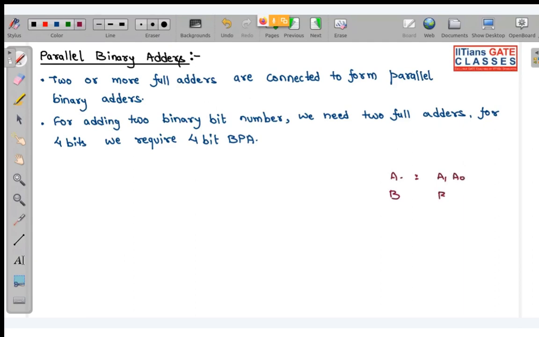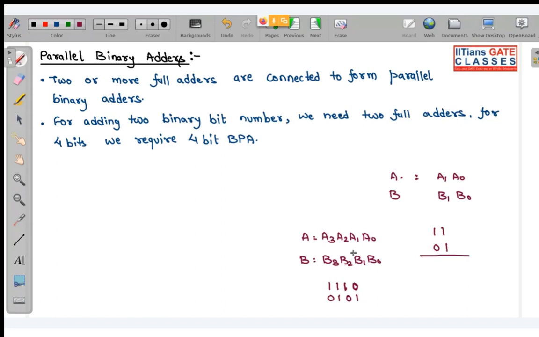Then I will be adding like this, for example 1101, or it can be two 4-bit numbers. So two 4-bit numbers if I am adding, some numbers like this. This addition is basically done by a parallel binary adder. Now there are two types of adder: one is the ripple carry adder, and one is the look ahead carry adder. The look ahead carry adder is not required.